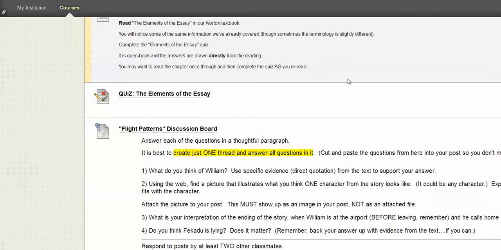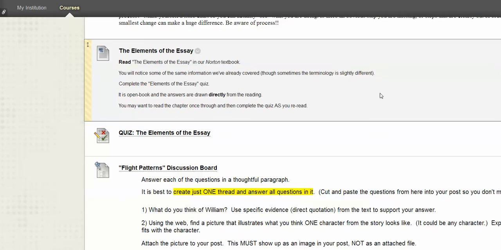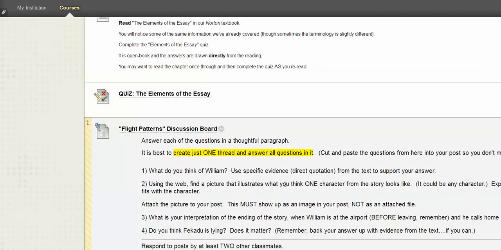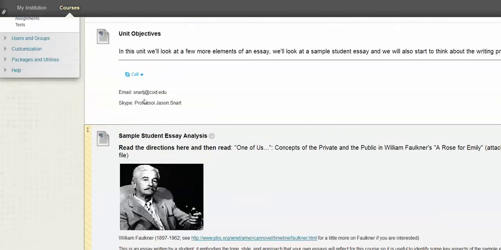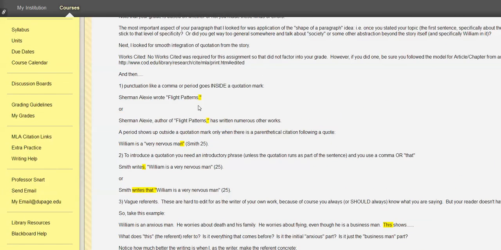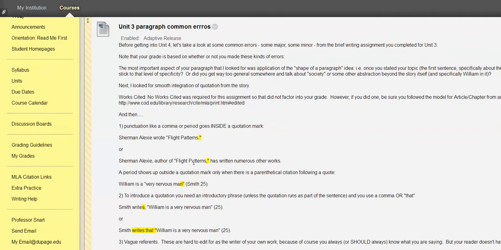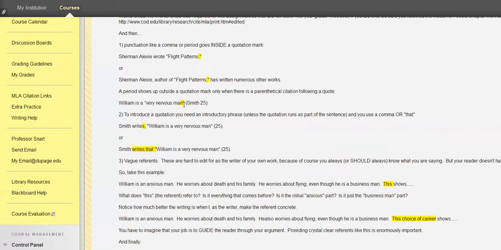The rest of it is, again, just focused on sort of elements of the essay, prepping us towards that essay assignment, and then a discussion board about flight patterns, hopefully helping us to just think a little bit more deeply about that particular story. So lots of, again, one of those units where there's not just one big assignment, but lots of kind of micro assignments. And honestly, just a lot of material that you want to attend to, so don't just skip to what you have to do. Make sure you're actually reading through this stuff as well.